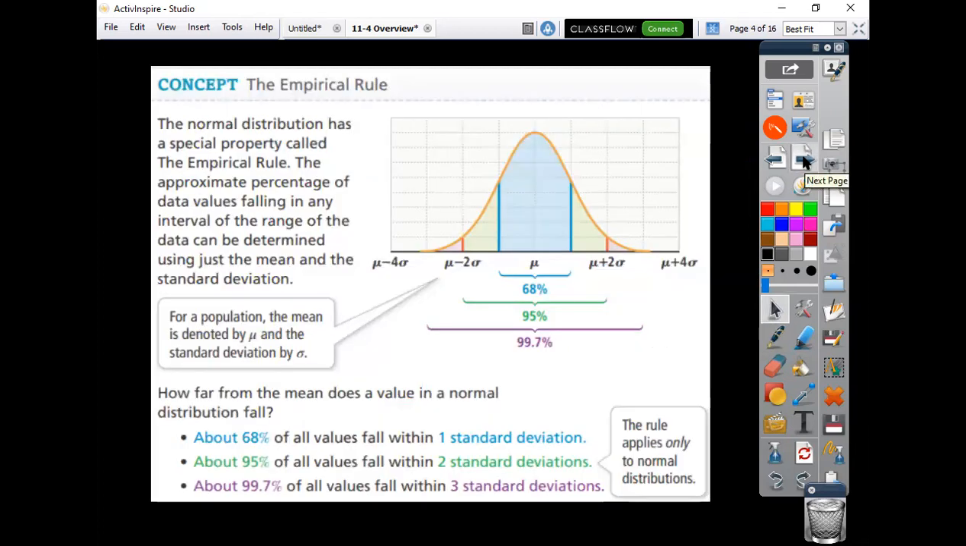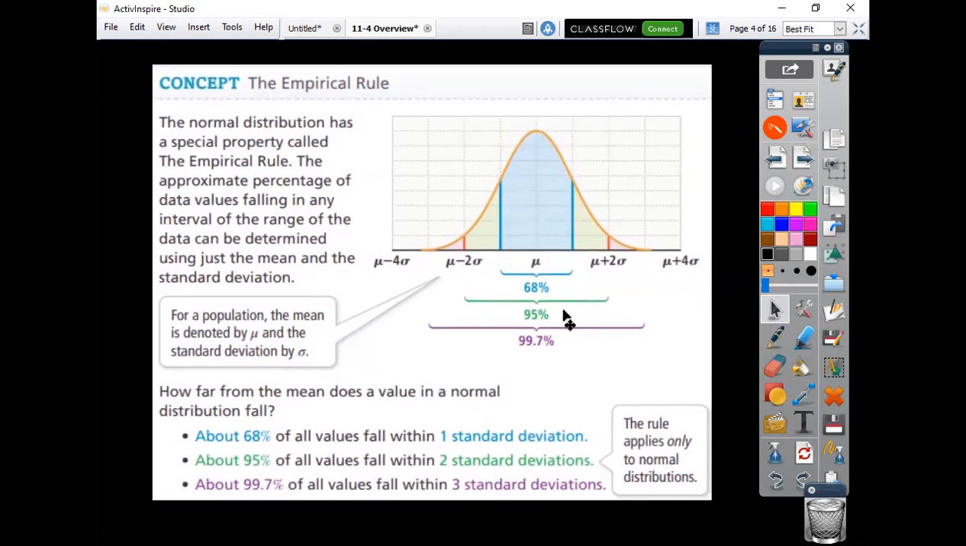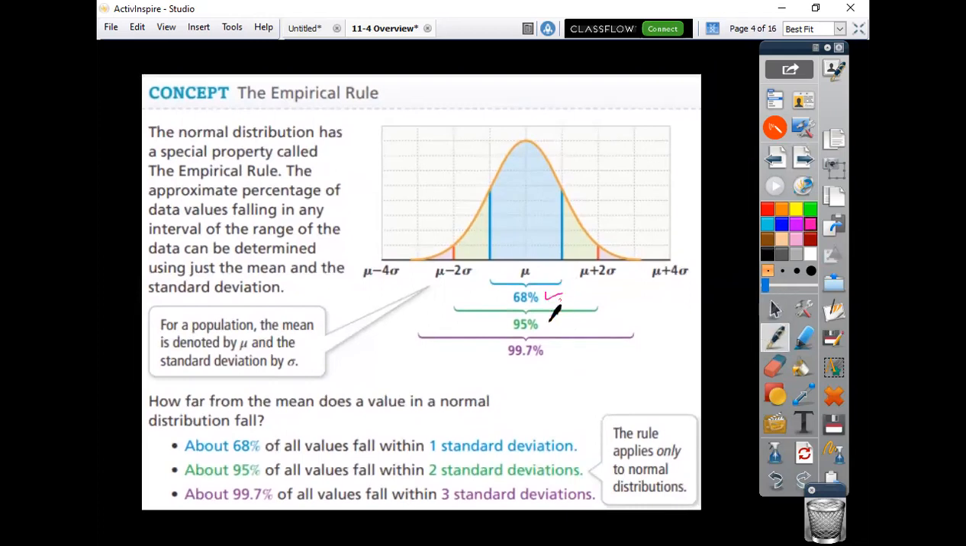This is that same picture we had before. It's called the empirical rule. These percents are rounded off. They're not exactly these amounts, but these are some pretty good estimates.